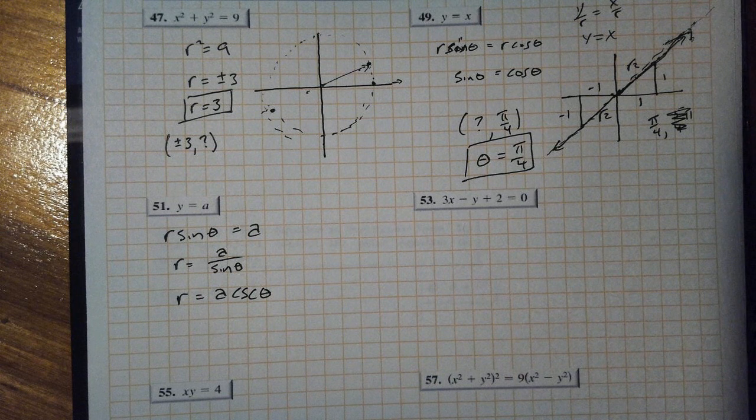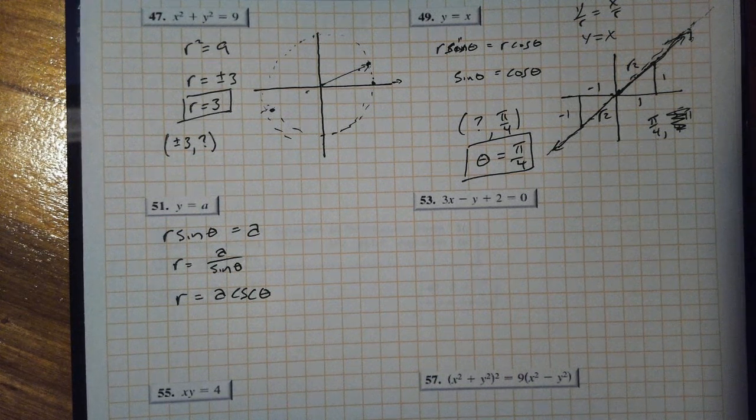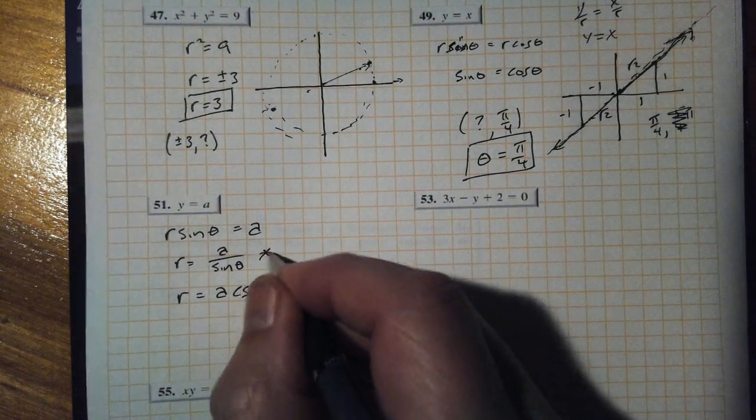My screen froze up, and hopefully I'm still here. Okay, we're good. So r equals a cosecant of theta, best answer. This one pretty good.